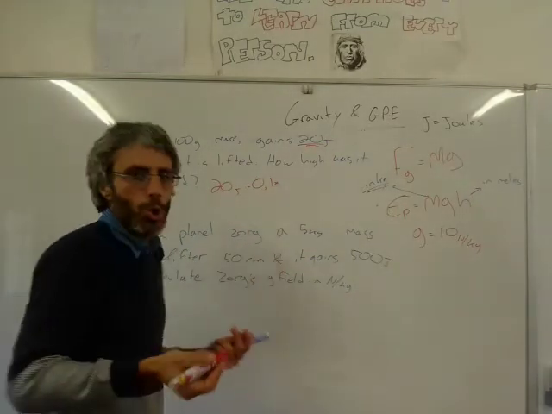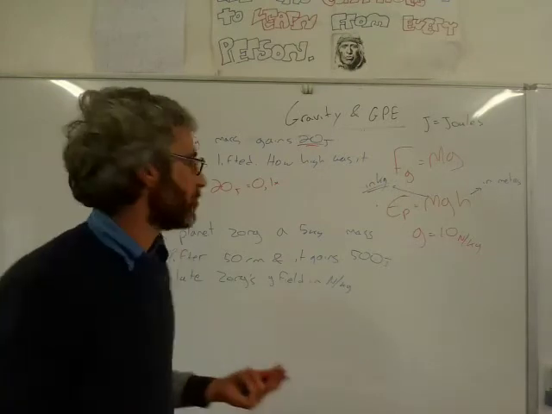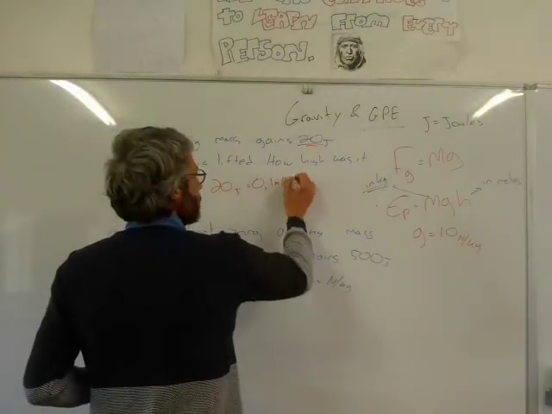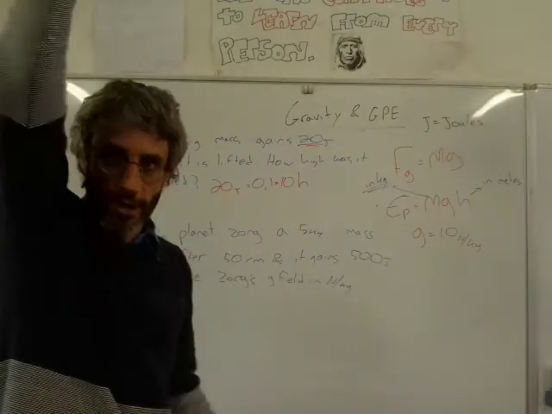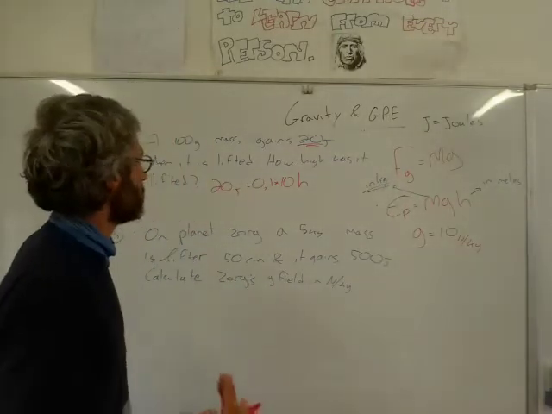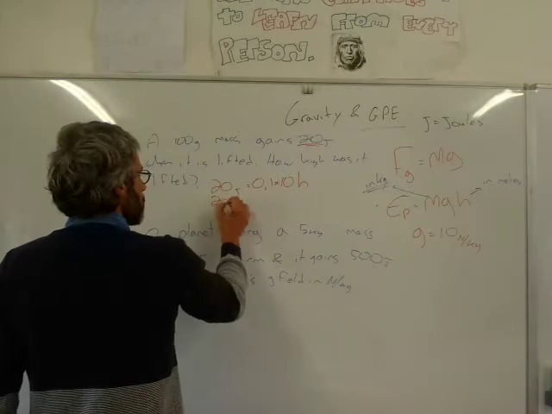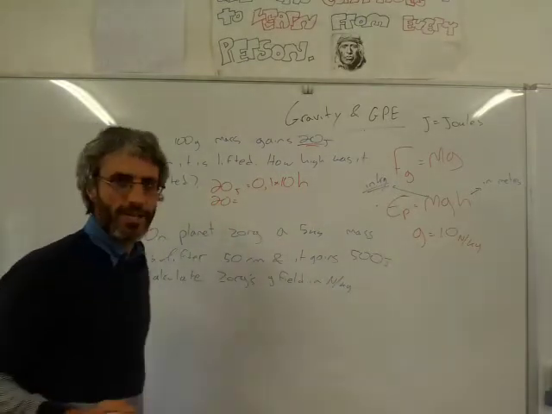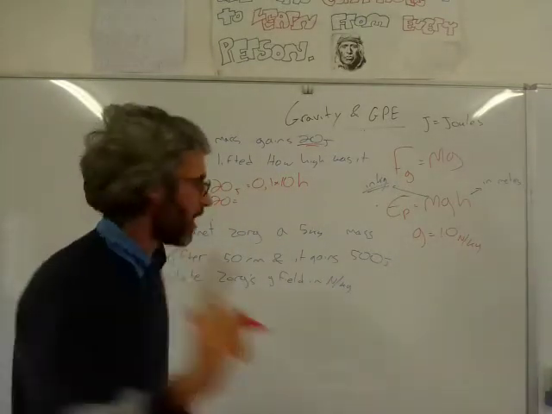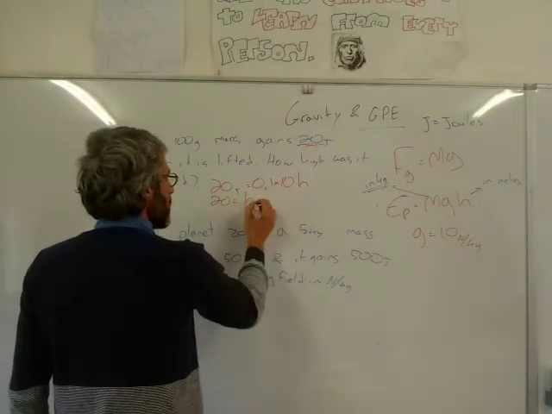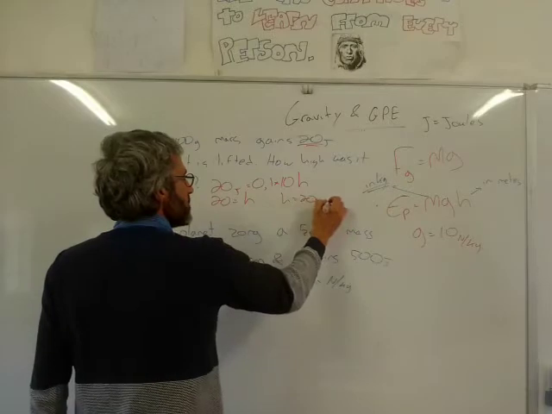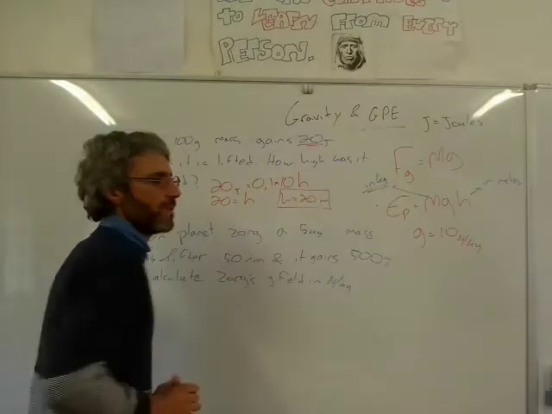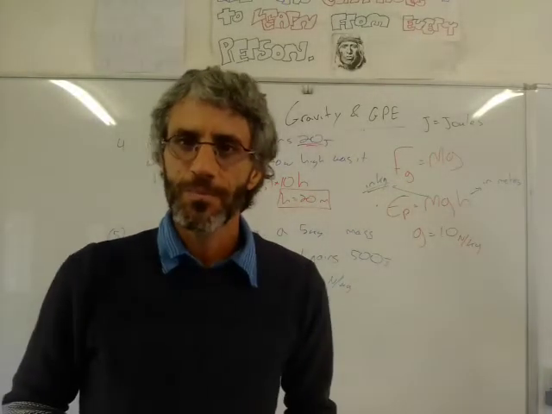G, again, I wasn't told I'm not on planet Earth, so I'm assuming I'm on planet Earth. So G is 10. And H, I don't know what H is. I'm asked to calculate how far it was lifted, so I'll put H. Now I'm going to rewrite it: 20 equals 0.1 times 10 times H. I hope most of you know how to do it without a calculator. It's just 1. So 20 equals H. H equals 20 meters. That's the answer. 20 meters.